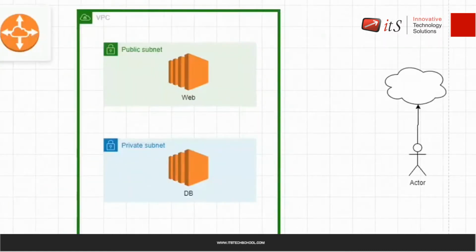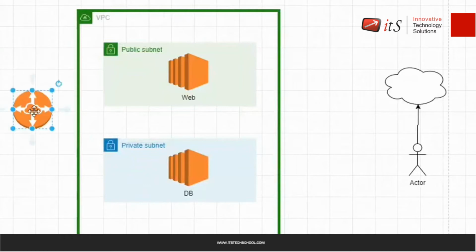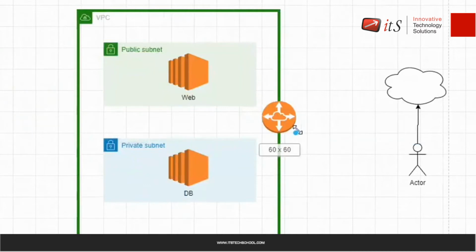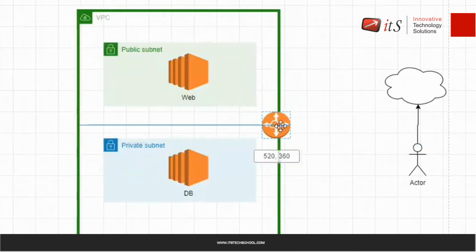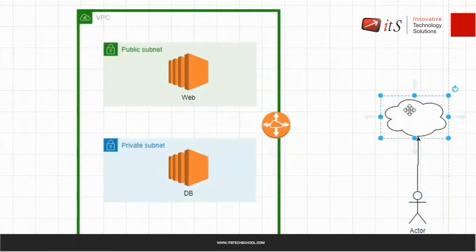So I will need a gateway. Let's say it's my gateway to go outside. Using the gateway, I can go outside the network, to the internet. So the internet will be connected to my gateway.